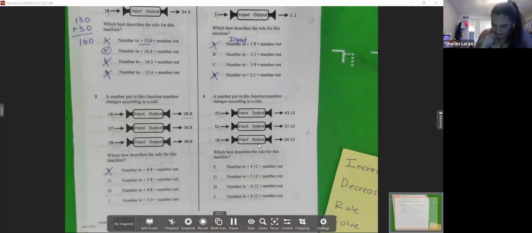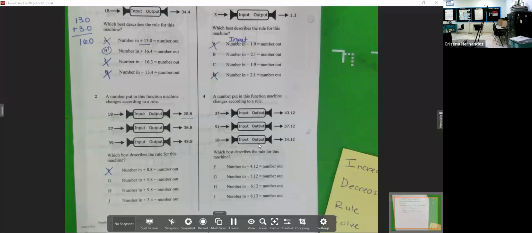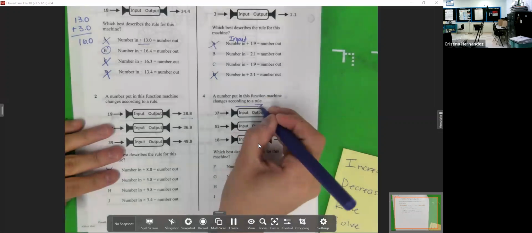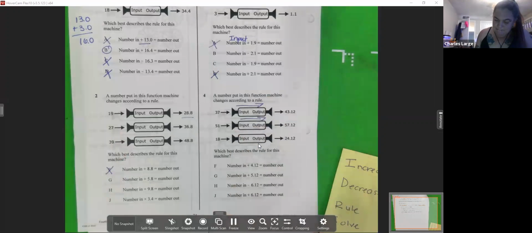Let me see. Okay, 37 is smaller than 43. So it's getting bigger. Looking this way, we got to look this way. So it's getting bigger. So you do 37.0.